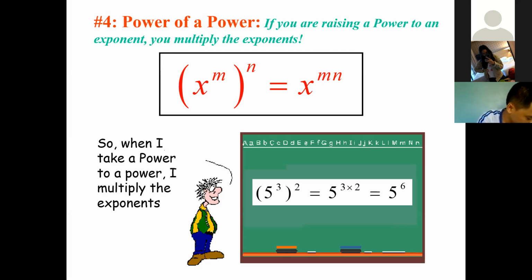What's the difference between rule number 1 and rule number 4? Or rather, what's the difference between multiplying powers and power of a power class? Notice that in this expression, for a while, I'll charge my laptop.